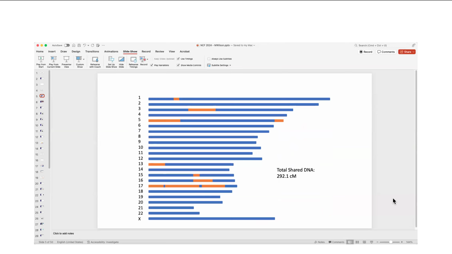When we look at the total amount of shared DNA, this is a typical output showing segments that are shared in orange. And the metric here is something called a centimorgan. And this is about 300 centimorgans shared.